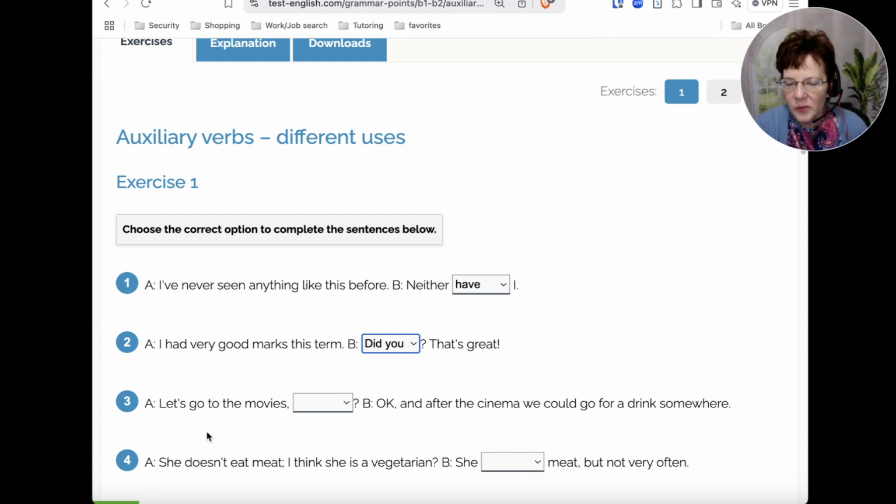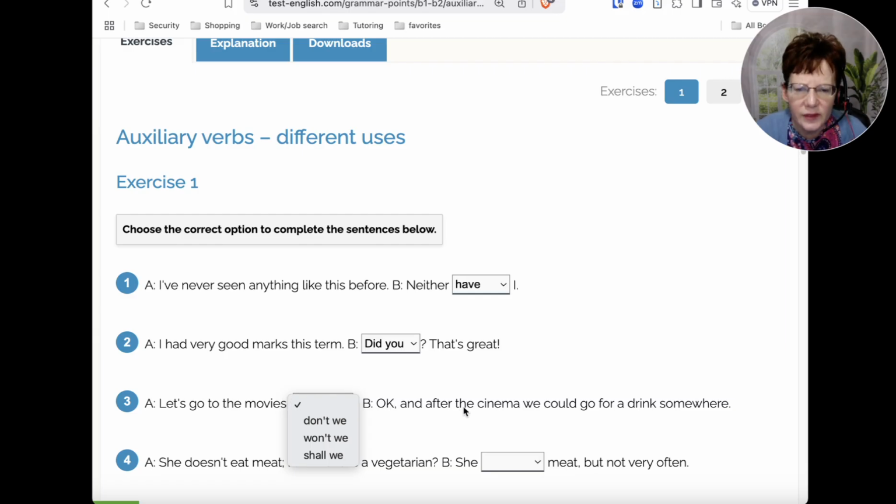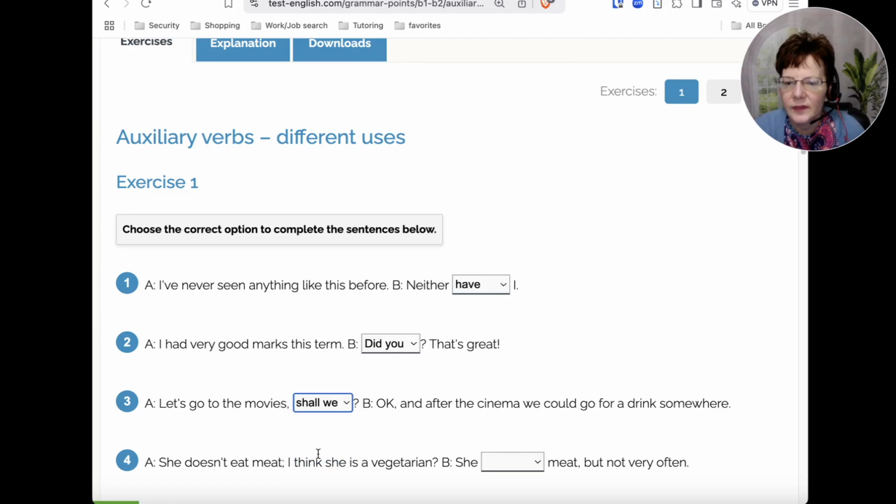All right, number 3. Let's go to the movies. Don't we? Won't we? Or shall we? And after the cinema, we could go for a drink somewhere. If you chose the last one, shall we? That would be correct. This is a suggestion.